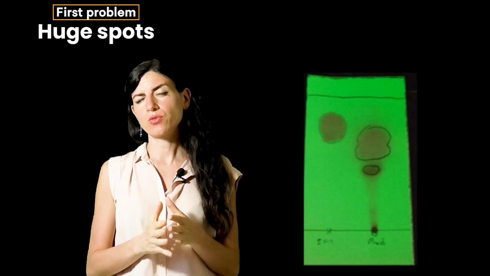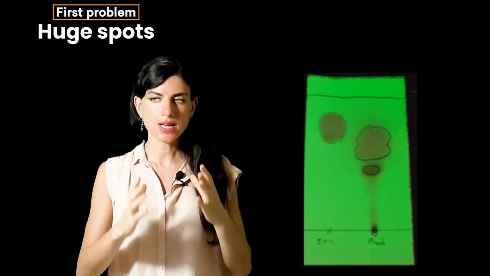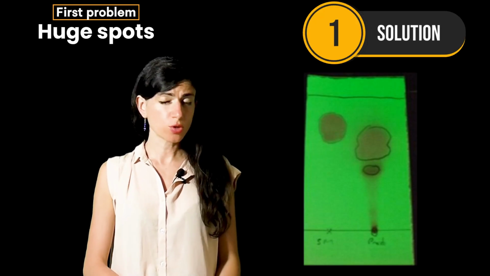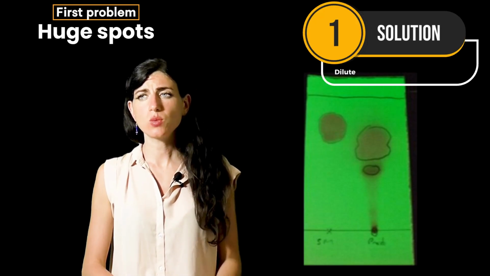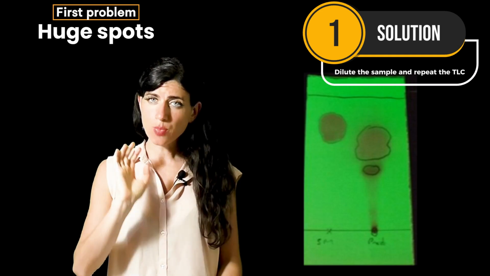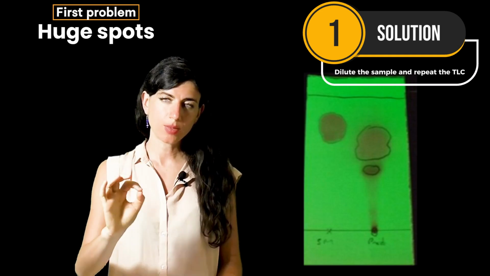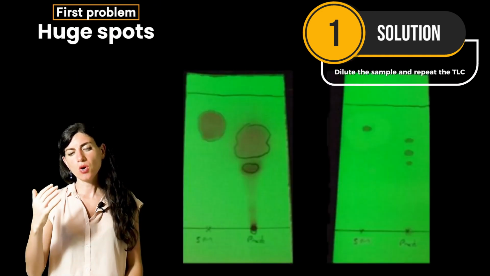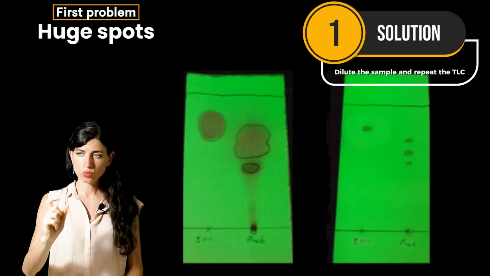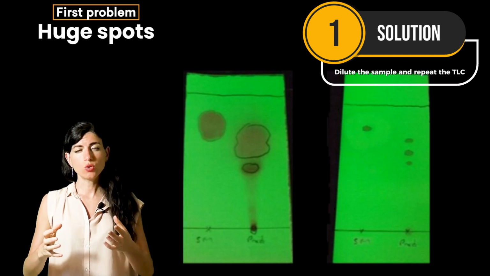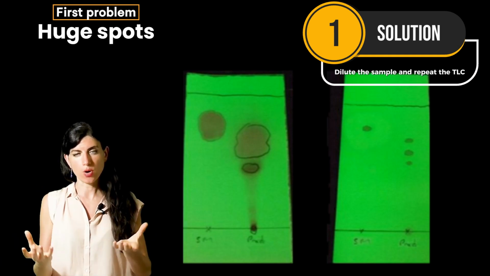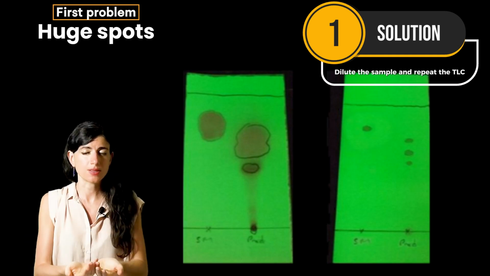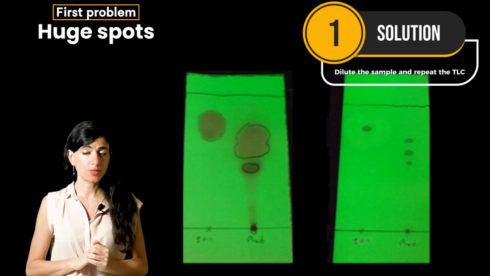A possible reason for this large spot is that your sample is too concentrated. So you simply need to dilute it with more solvent and repeat the TLC with your diluted sample. When spotting, always try to keep your spot as small as possible, with a diameter no larger than 1 to 2 millimeters, so that you won't end up with these huge spots. Huge spots can also be a result of inexperience when you spot your compounds onto the TLC plate.